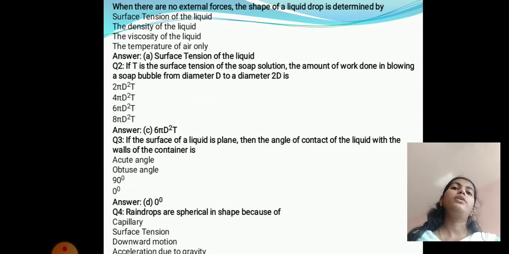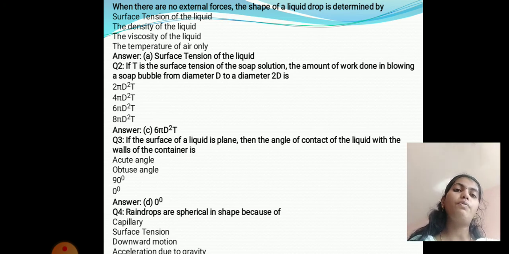If the soap bubble solution has a surface tension T, the amount of work done in blowing the soap bubble from diameter D to 2D is 6 pi D square T. The answer is 6 pi D square T.